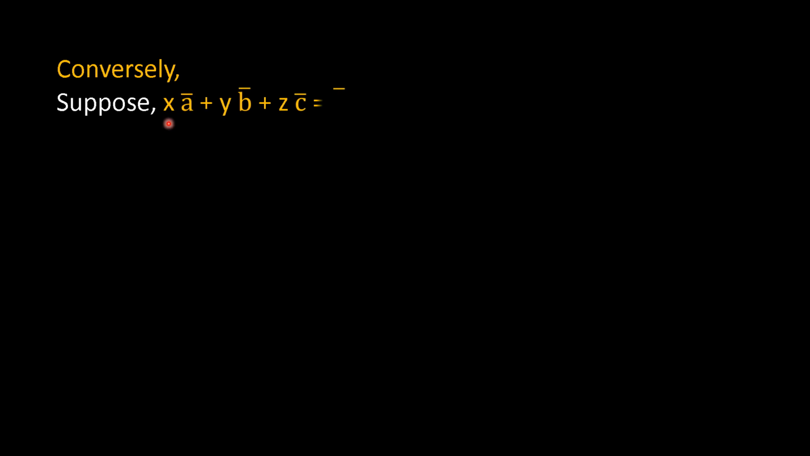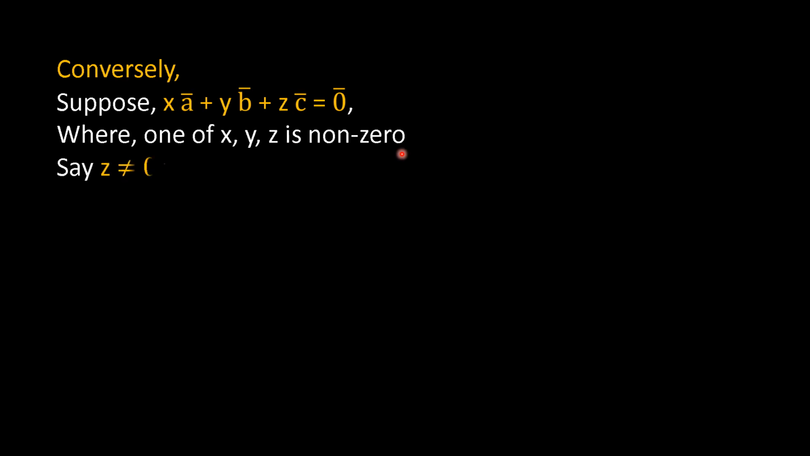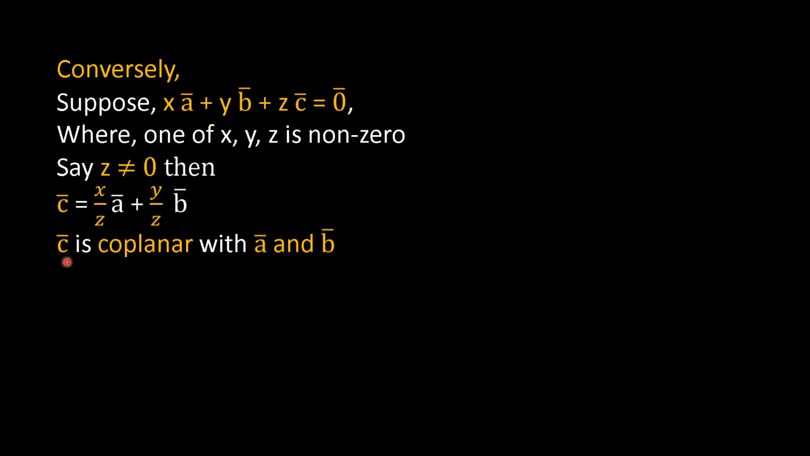Conversely, suppose x A bar plus y B bar plus z C bar equals a zero vector where one of x, y, z is a non-zero scalar. Say z is non-zero. Then we write C bar equals x by z A bar plus y by z B bar. So therefore C bar is coplanar with A bar and B bar, which implies A bar, B bar and C bar are coplanar vectors.